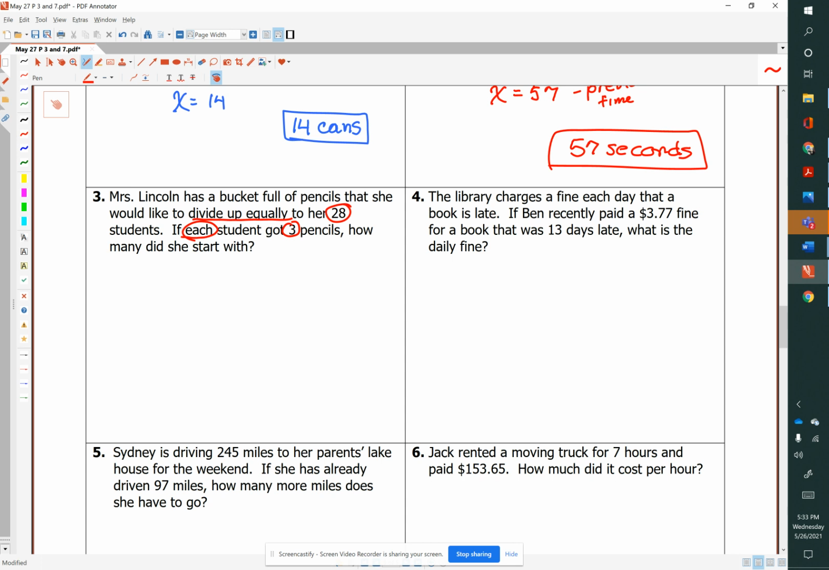So she has 28 students, and I know there are probably some of you that are about to make 28 circles and put 3 tick marks or dots in each one and then count them up. But you know what, we're in pre-algebra now, so we're not going to do that. But there must be an algebra way for us to do that, and that algebra way is as follows. We're going to let x equal the number of pencils that she started out with.